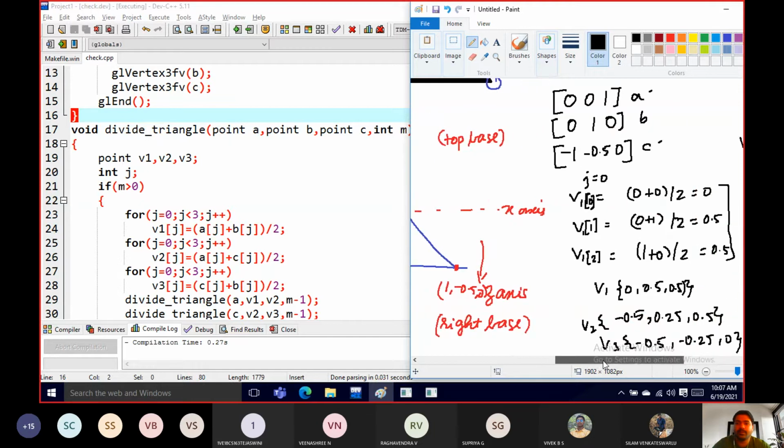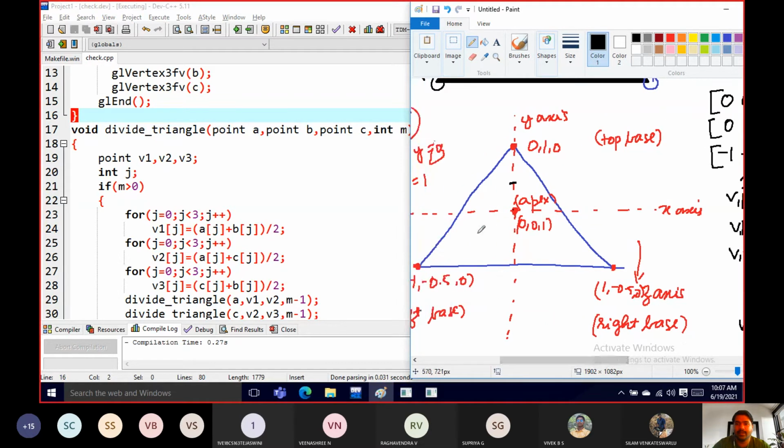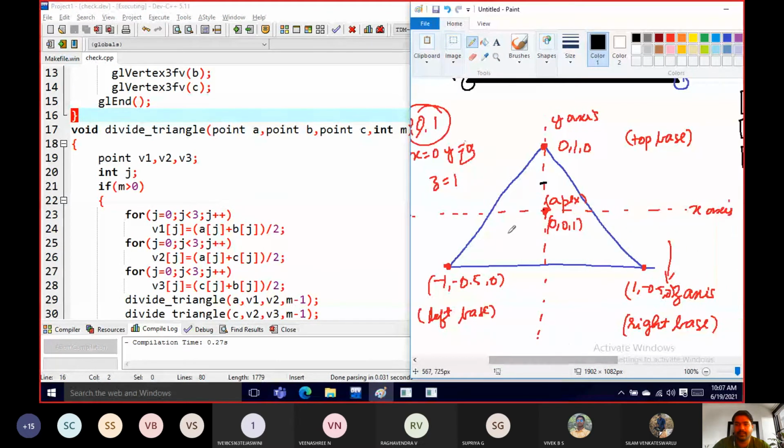Next is V2: minus 0.5, minus 0.25. So x is minus 0.5, that is negative here, and y is 0.25, somewhere here. And what about the z term? Z is also minus 0.5. That means somewhere here it comes.